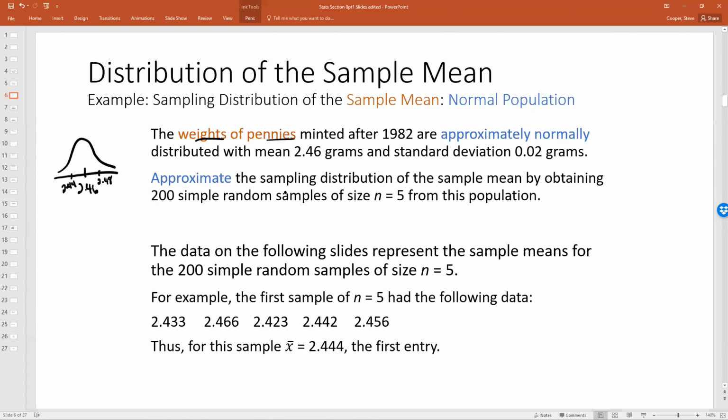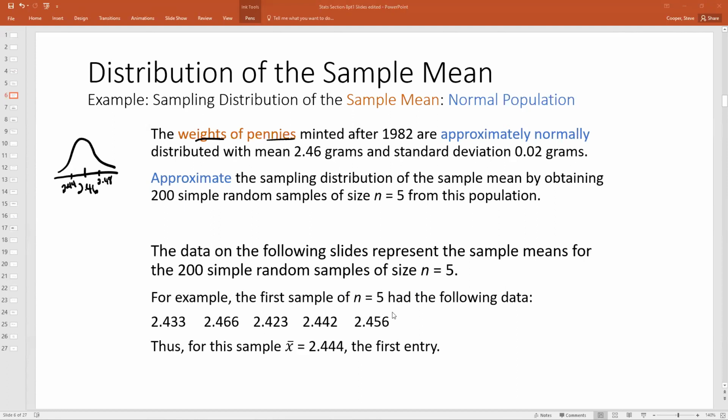Now let's talk about a sampling distribution of sample means. We do that by grabbing 200 simple random samples of n equals 5 from this population. So what we end up with is all these different sample means where we grab 5 pennies. Instead of weighing 1 penny at a time like we did in the normal distribution that we started with, we're going to grab 5 pennies at a time and average their weights and treat that as a single unit in our new distribution.